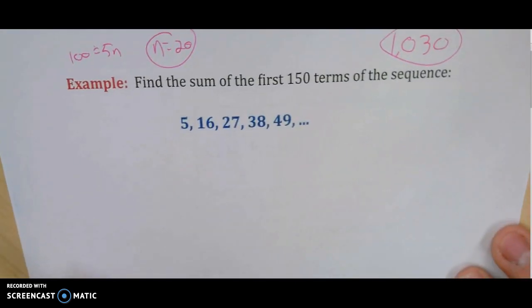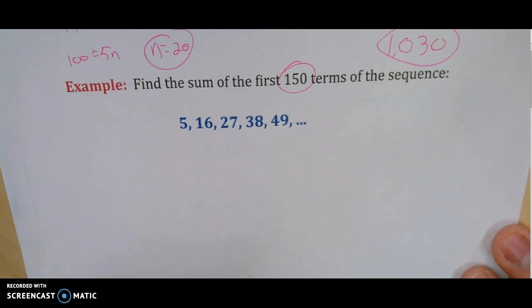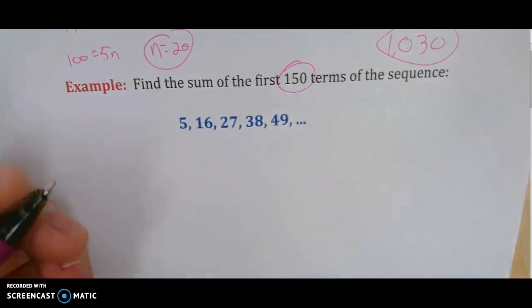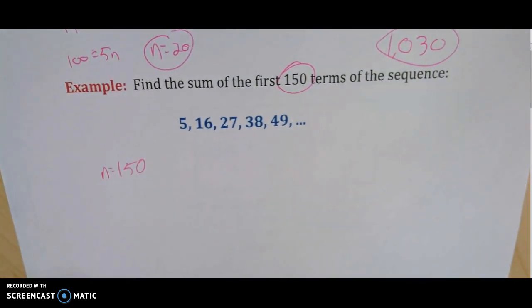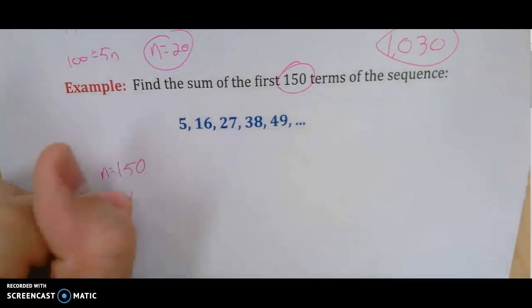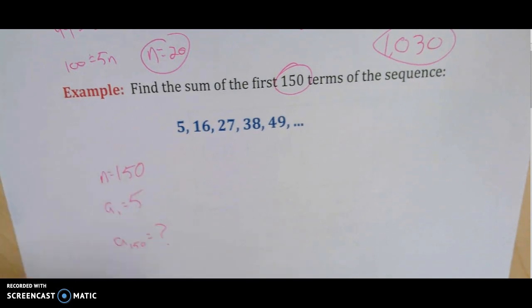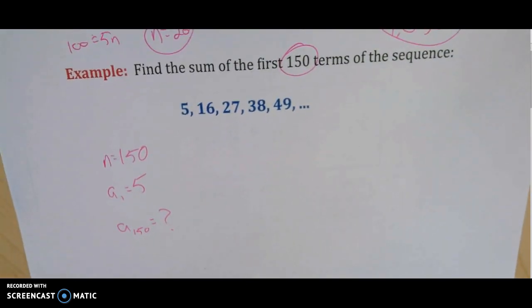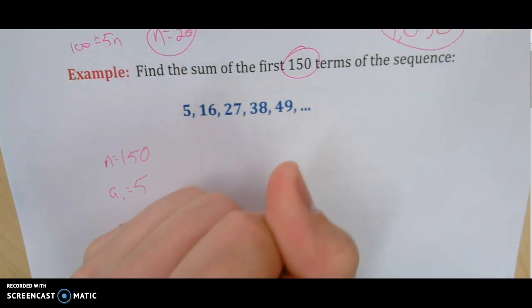All right, next. We have the sum of the first 150 terms. All right, sweet. So what they've done here is they've given me an n value. My n value is 150. I know my first term is 5, but the problem here is I don't know my 150th term.